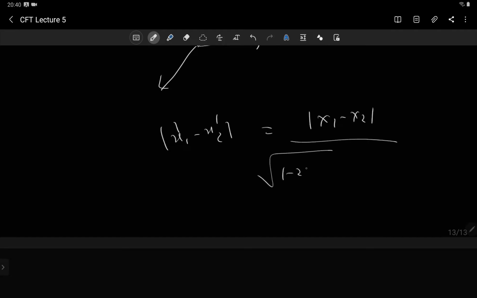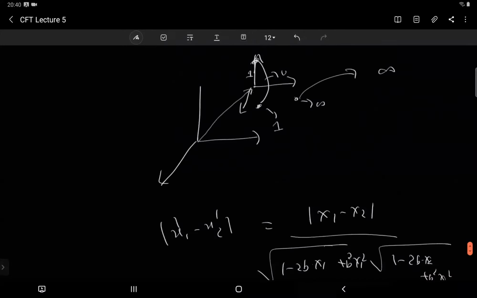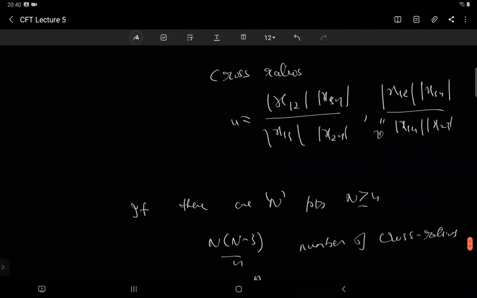the square root of (1 - 2b·x1 + b²x1²) times the square root of (1 - 2b·x2 + b²x2²). This is how distances transform in a special conformal transformation. One thing is that the cross ratios are clearly invariant under translation, invariant under rotation because of the modulus, and invariant under scaling because the numerator and denominator will cancel. The only thing you have to check is whether it's invariant under special conformal transformation.